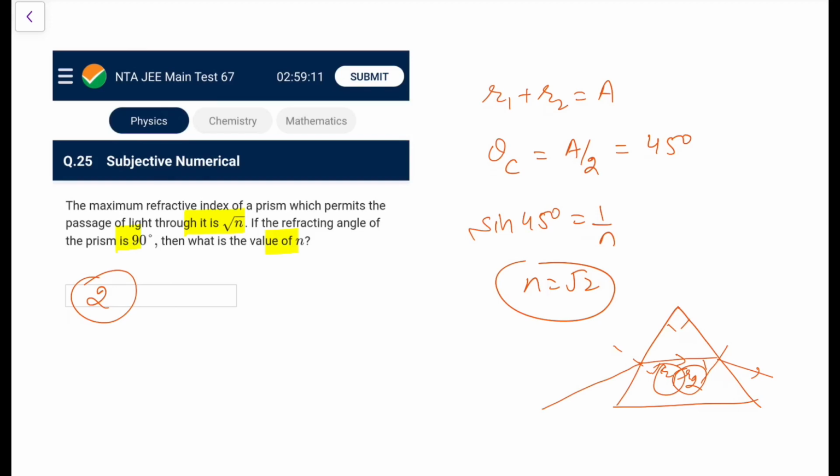And we can go for this particular concept. So this was today's paper. So the paper was a good one, I suppose.